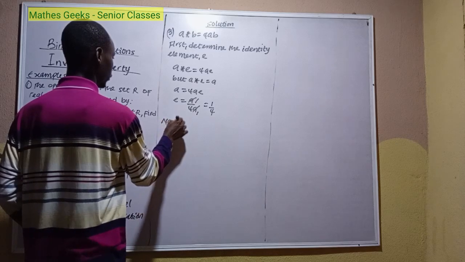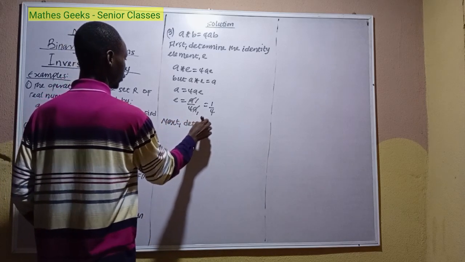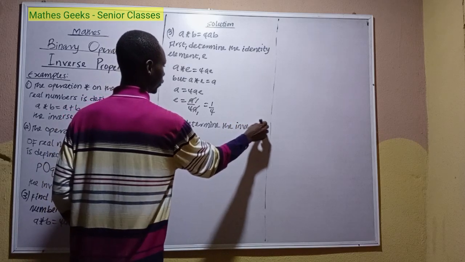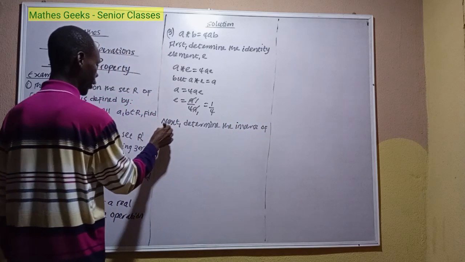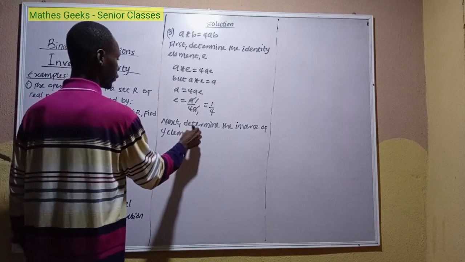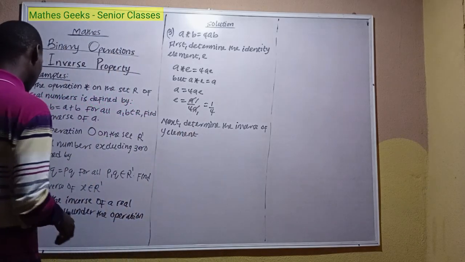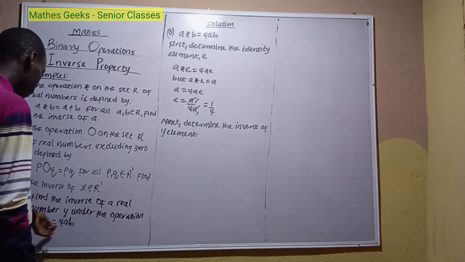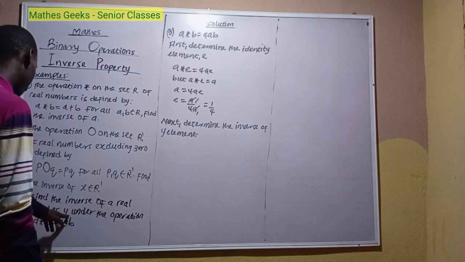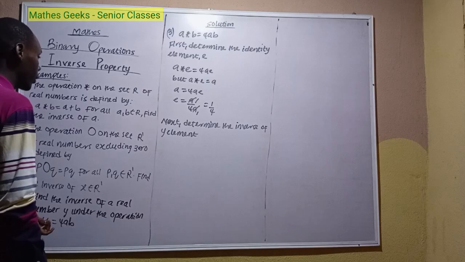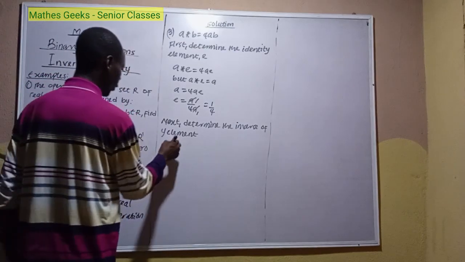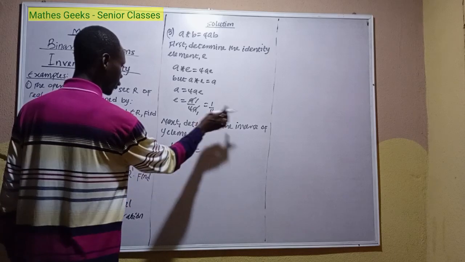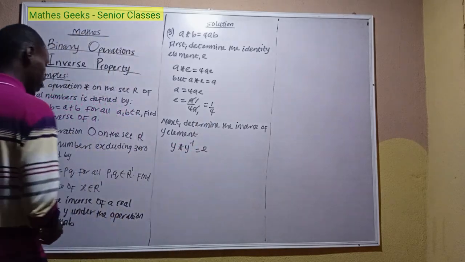Next, determine the inverse of Y. Now the question says we should find the inverse of a real number Y, whereas in the operation we only have A star B. There's no Y. So what do we do? This Y will replace A, then B will be replaced by the inverse of Y. So that will give us Y operation Y⁻¹ equals E, which is our identity element.